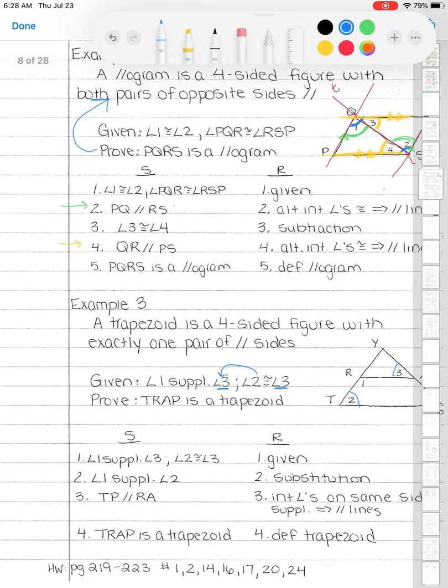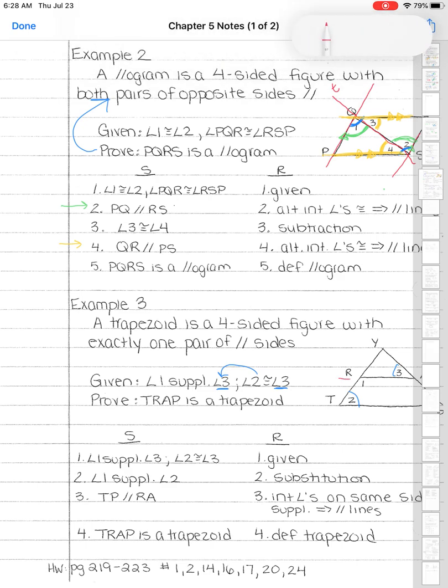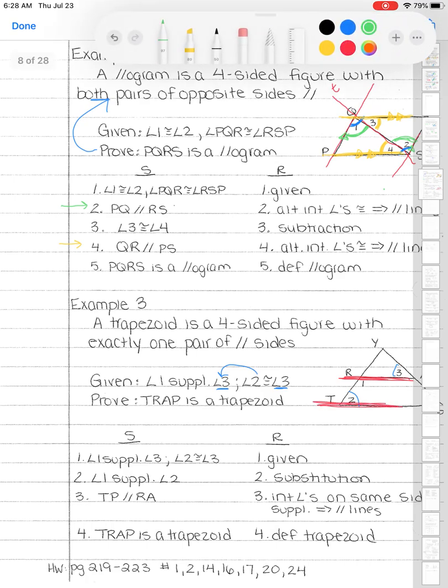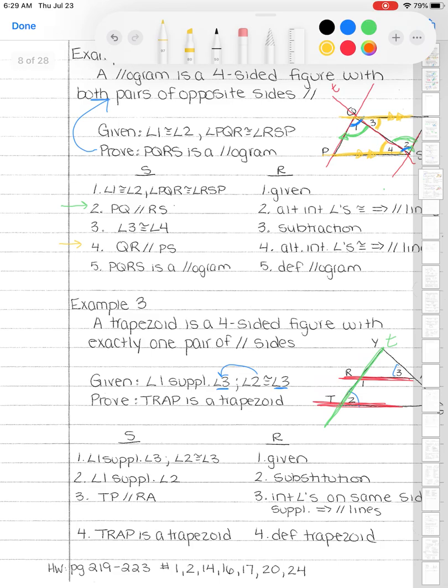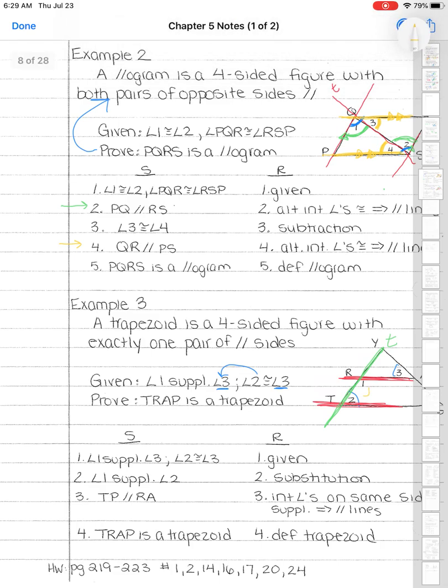Now, if we know that 1 is supplementary to 3 and 2 is congruent to 3, what I'm going to use is my substitution method. So if I have 3 here and 3 here, I'm going to replace the 3 with 2 and just sub that value in. So I now know that 1 and 2 are supplementary to each other by the substitution property.